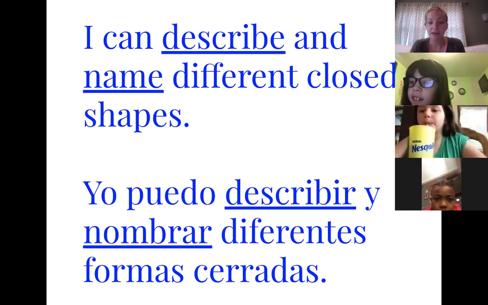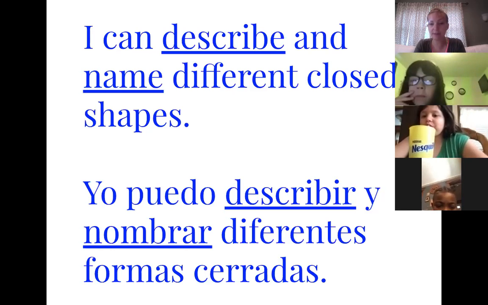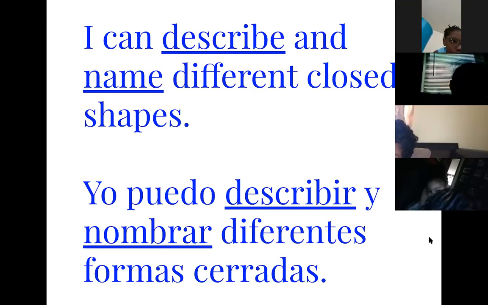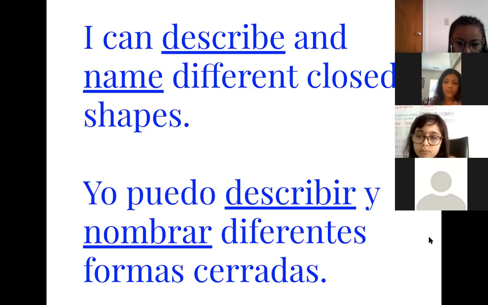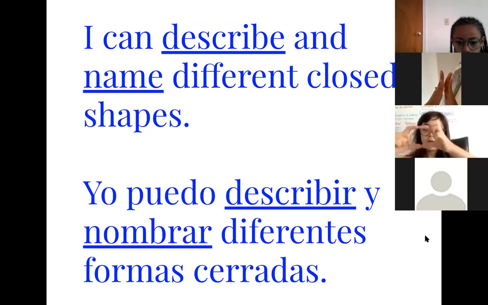Cerradas, muy bien. So we are looking at different shapes, and that says closed shapes. Does anybody know what a closed shape might be or might look like? Can you make a closed shape with your hands? Maybe try and show me what a closed shape would look like and an open shape would look like.